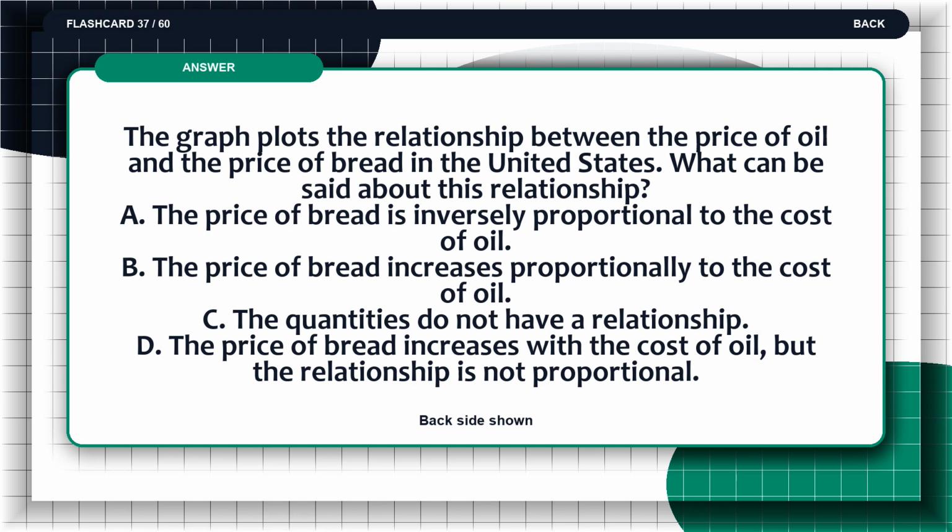The answer is: the graph plots the relationship between the price of oil and the price of bread in the United States. What can be said about this relationship? A: The price of bread is inversely proportional to the cost of oil. B: The price of bread increases proportionally to the cost of oil. C: The quantities do not have a relationship. D: The price of bread increases with the cost of oil, but the relationship is not proportional.